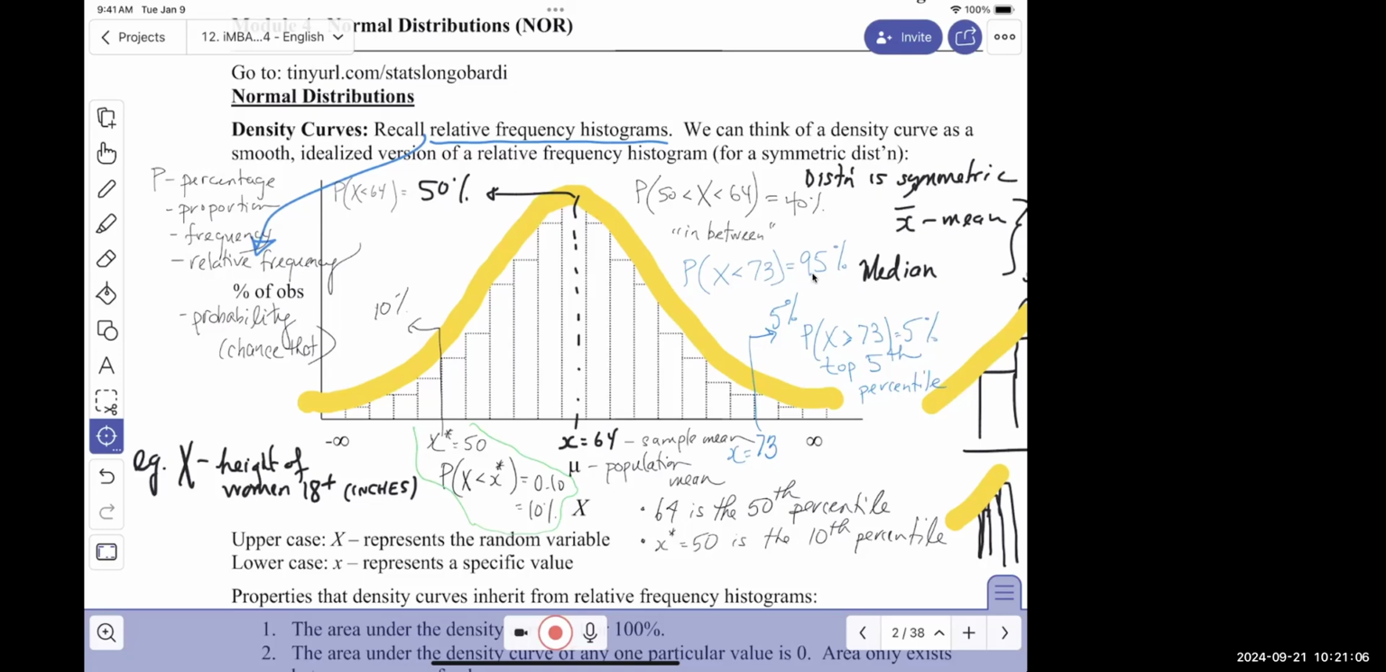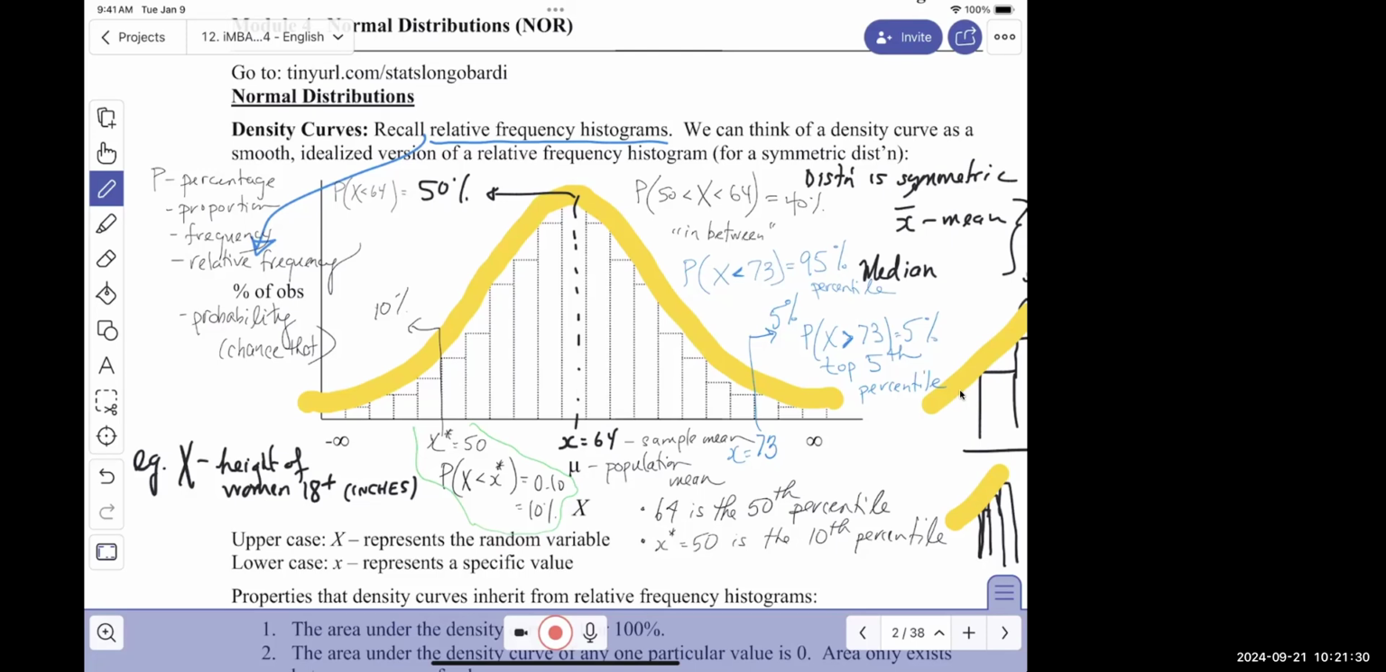So it's the 95th percentile, but it's the top 5th percentile. So the arrow is really important, okay? The arrow to the left makes it a percentile. The arrow to the right makes it a top percentile, top 5th percentile. Okay, any questions so far?